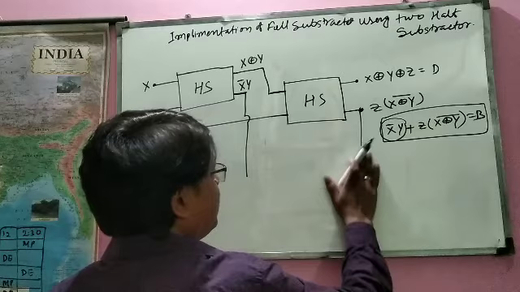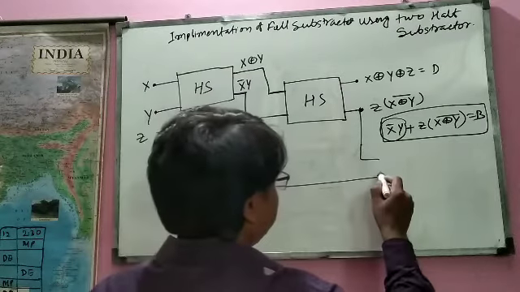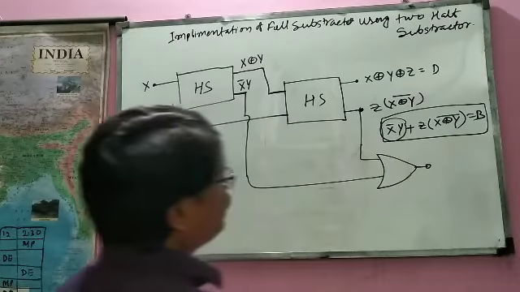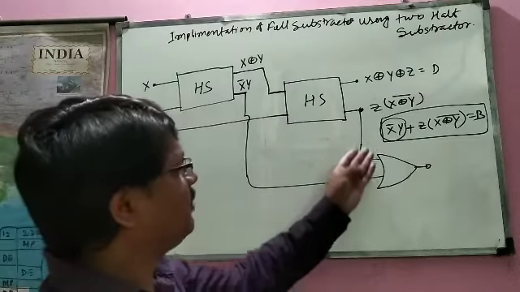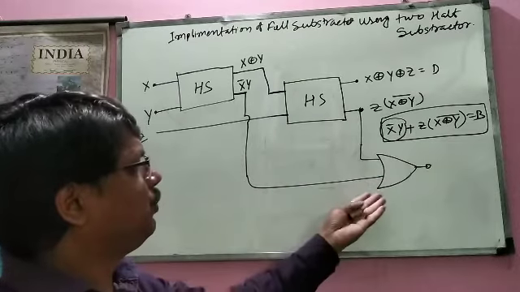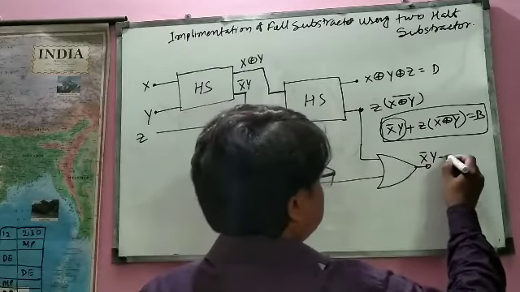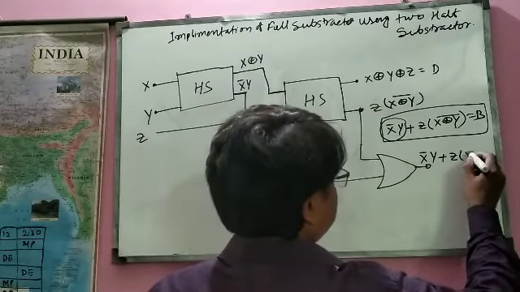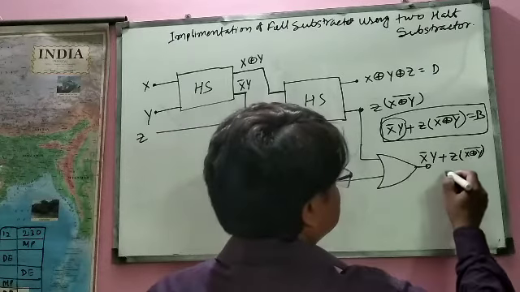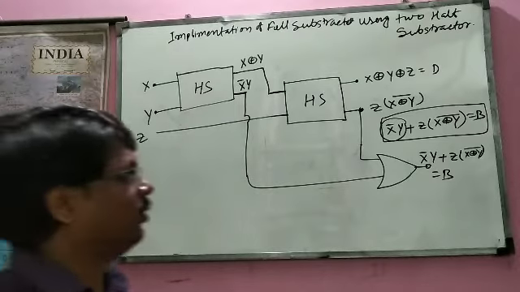So what is left now? So just take one OR gate and just add them up together. So the first input of this OR gate is this one, and the second is this one. So it will just add up together, and it will give x bar y plus z into x XOR y complement, okay. Then this is nothing but the borrow of the full subtractor, okay.